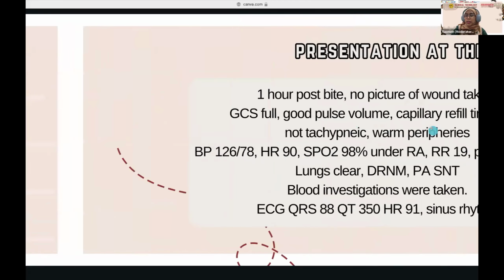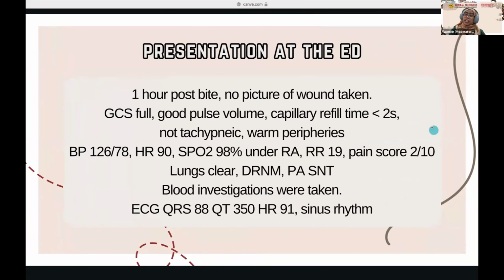When she presented at the ED, she came 1 hour post-bite. However, we have no picture of the wound when she presented initially at 1 hour. Her GCS was full. There was good pulse volume. Capillary refill time was also less than 2 seconds. She was not tachypneic and she had warm peripheries. Her vitals were also stable, as stated on the screen here. Lungs were clear. Cardiovascular examination was unremarkable. Her abdomen was also soft and non-tender.